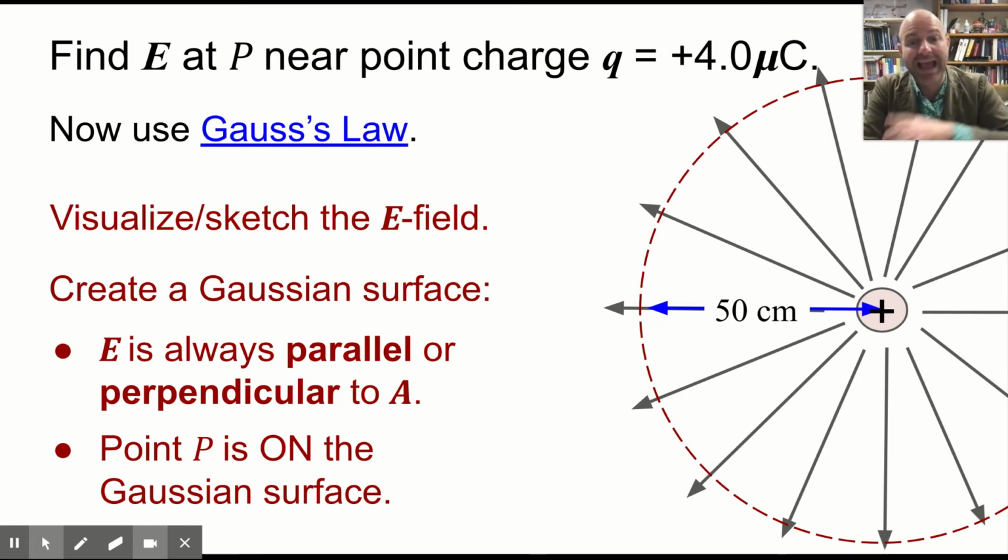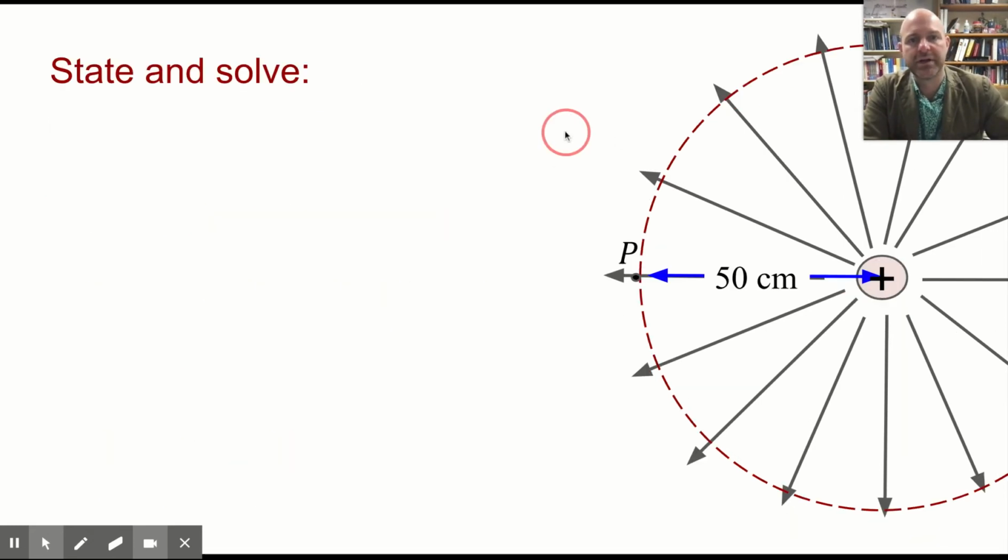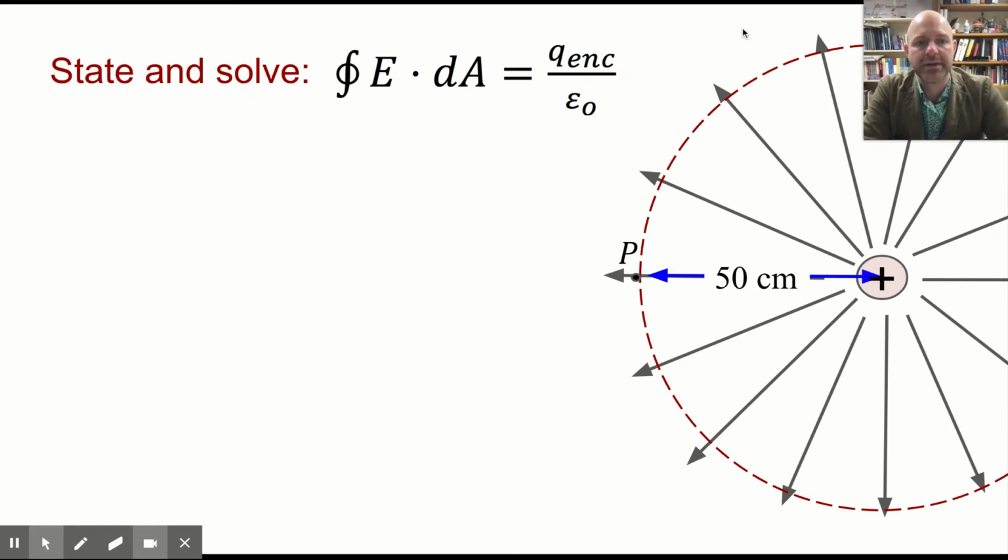And what we have done is we've picked a Gaussian surface where for a sphere, the area vector is always pointing radially outward, which means it is always parallel to the electric field lines. And not anti-parallel, just parallel. Point P is on the Gaussian surface. All of our criteria are done. Now we can state and solve.